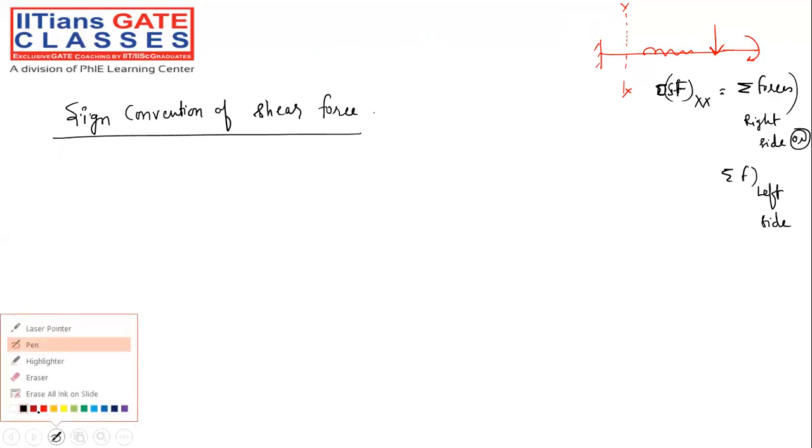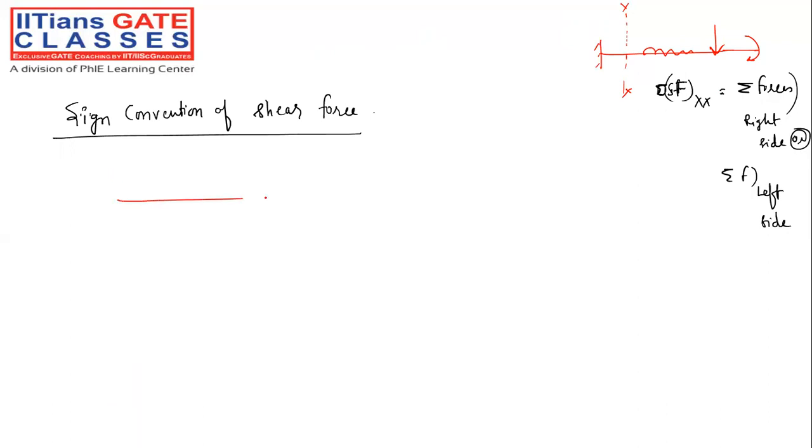Now, regarding sign conventions, it's very important. Here we have, suppose, any section we have considered, and if the forces are acting like this, W is acting like this, then I'm writing the summation of forces in the XX direction will be plus W. Either you are moving from this side or this side, right? Either you are moving from the right side or from the left side, we are calling the summation of forces at a particular section plus W.